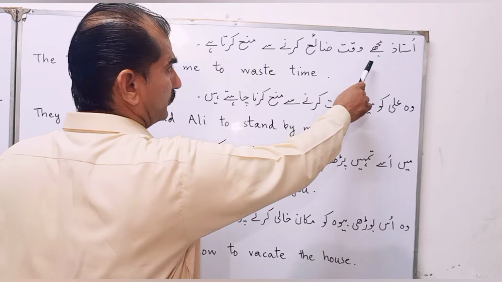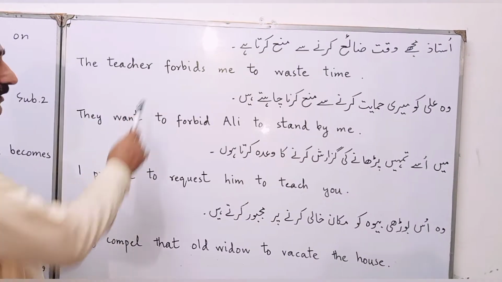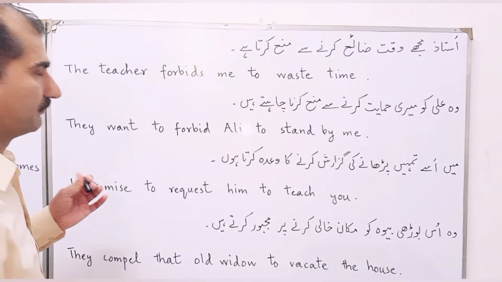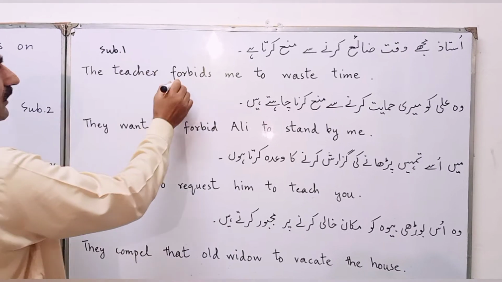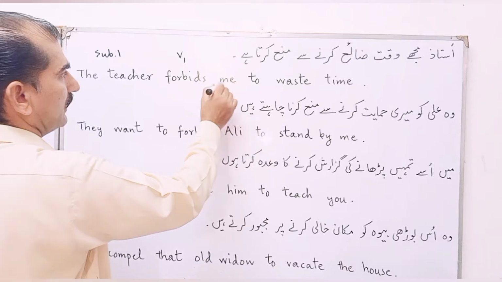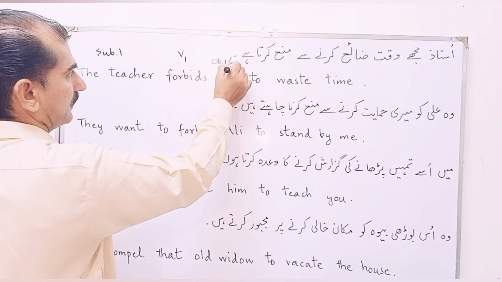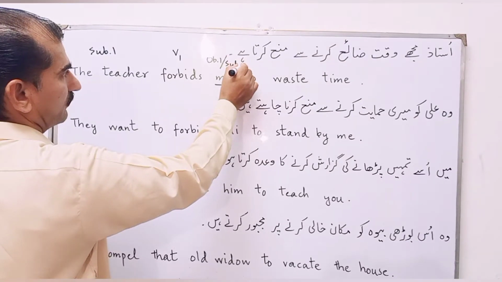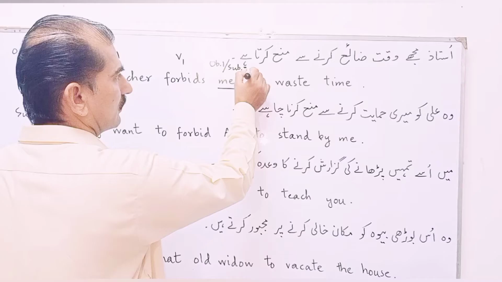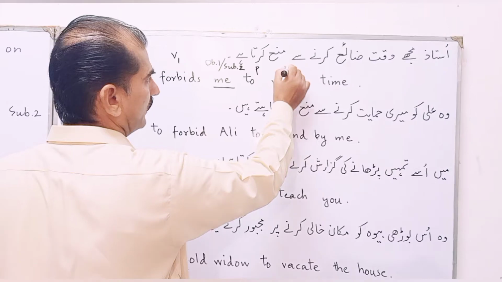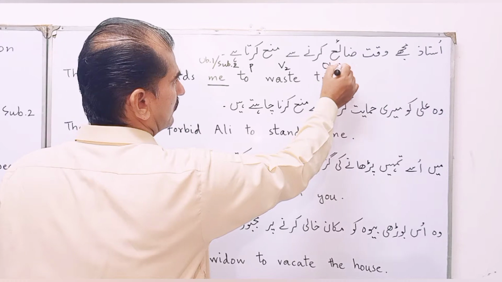उस्ताद मुझे वक्त ज़ाया करने से मना करता है. The teacher forbids me to waste time. Order of the words चेक करते हैं. टीचर हमारा सब्जेक्ट 1 हो गया, फॉरबिड्स वर्ब फर्स्ट हो गया, मी यहाँ एन इनडायरेक्ट ऑब्जेक्ट है, मीन्स इट सर्व्स टू फंक्शंस एट द सेम टाइम. It serves as object 1 for the subject 1 and subject 2 for the object 2. To preposition है, waste verb second है, time is our object second or adverb of time.